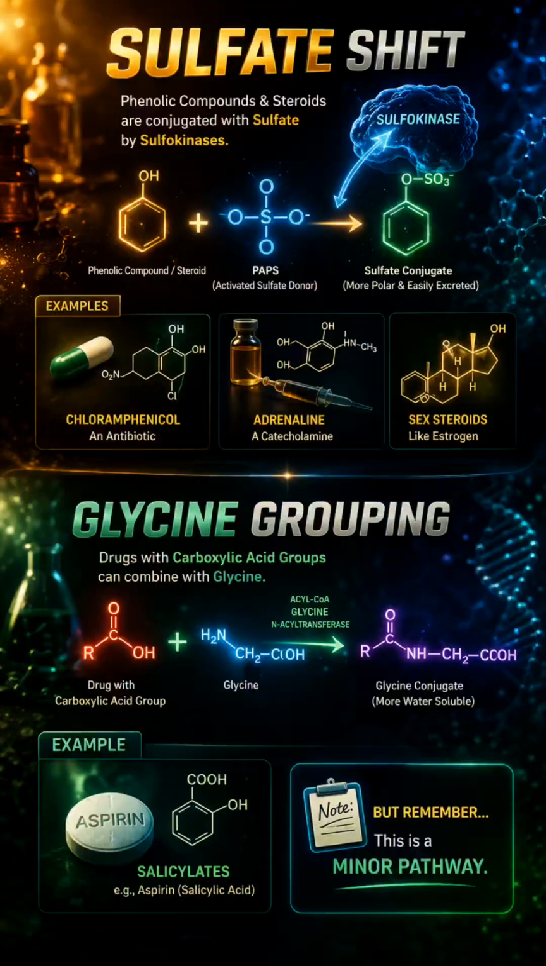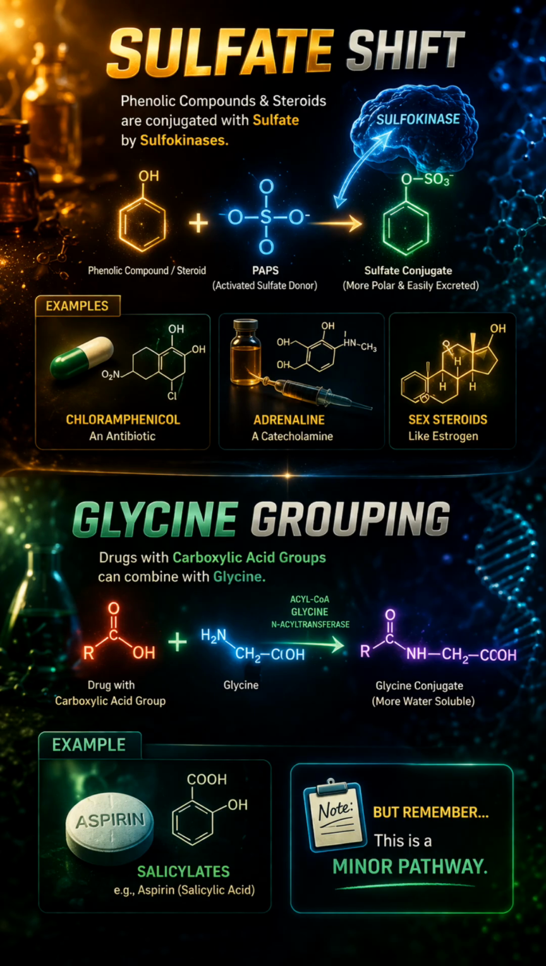Now, next comes the sulfate shift. Here, phenolic compounds and steroids are conjugated with sulfate by sulfokinases. For example, there is chloramphenicol, adrenaline, and sex steroids.